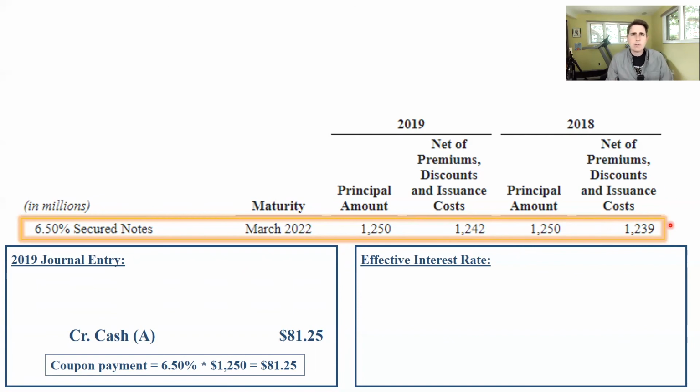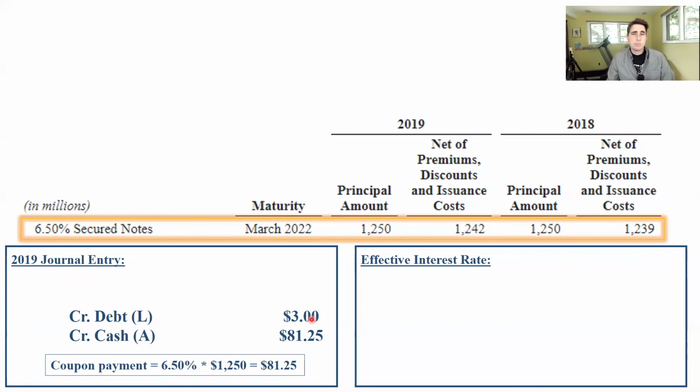What can we fill out in this journal entry? Well, we know how much the book value has been amortized during 2019. See this amortization? It's happening right in front of your eyes. It's going from 1239 up to 1242. So how do you make the book value of a liability go up by 3? You credit the account by 3. So we know that this debt balance was credited by 3 during 2019. That's how it went from 1239 to 1242. So we can fill in that part of the journal entry, a credit to the debt account of 3.